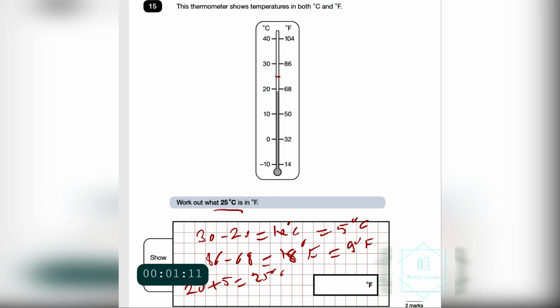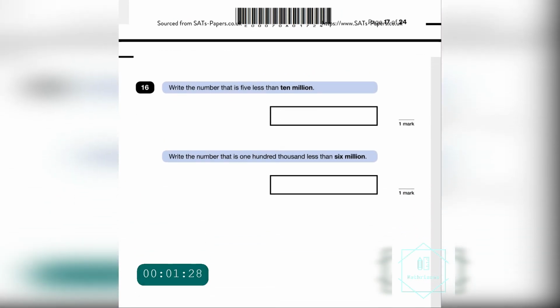And then that will be 68 plus 9. That will be 77 degrees Fahrenheit. So that's how it becomes. So 25 degrees centigrade is equal to 77 degrees Fahrenheit. That's our answer. Let's move to the next question.